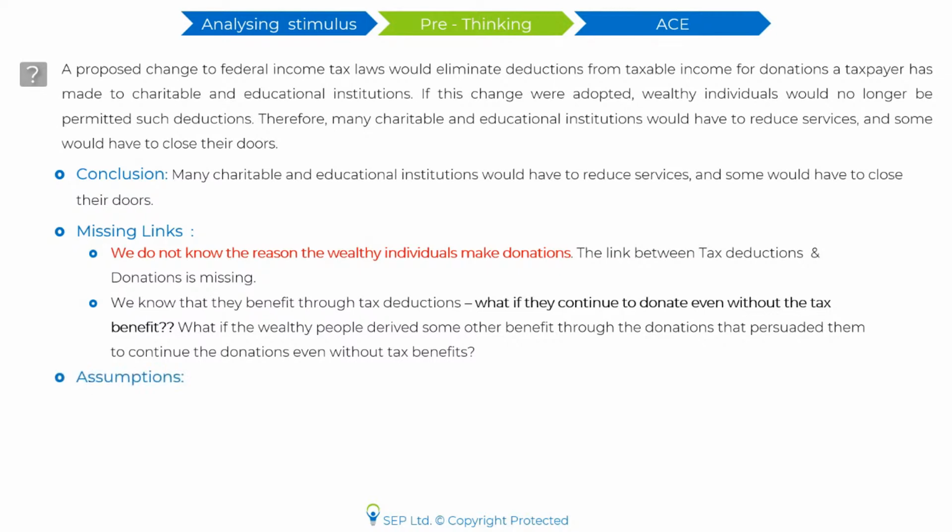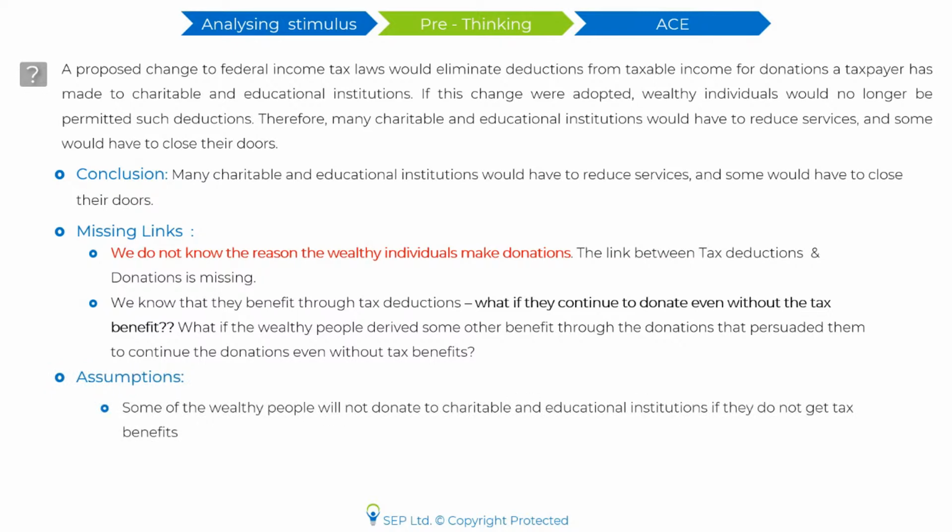So the assumption we are making here is that some of the wealthy people will not donate to charitable institutions if they do not get tax benefits. Let's put it this way: they will not donate as much as they used to. At least they may stop donating altogether. They may just stop donating some amount, but at least they change their donation amount. And if they change their donation amount, these educational institutions will get less money and then they would have to reduce services. And some of them might have to even close their doors.